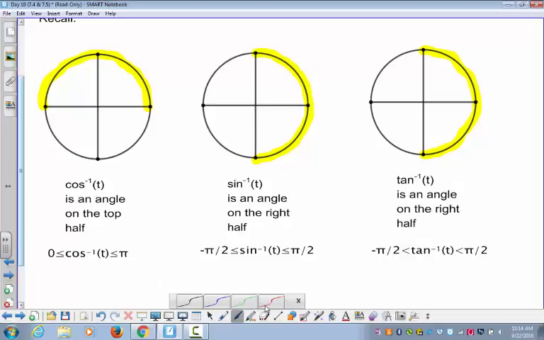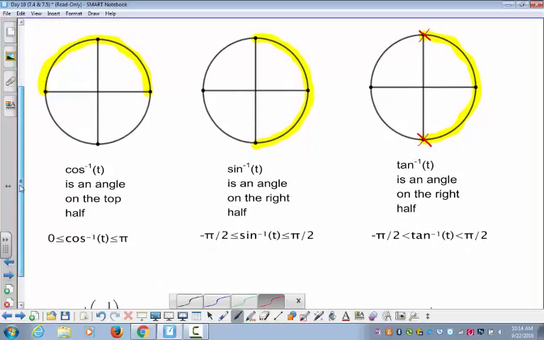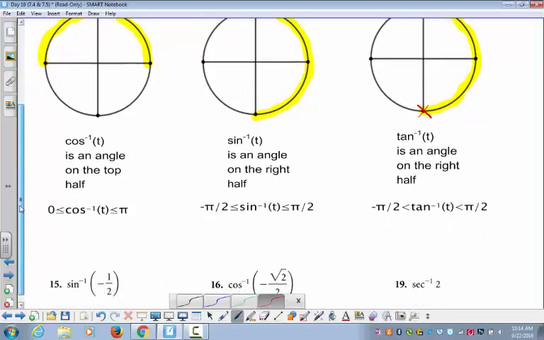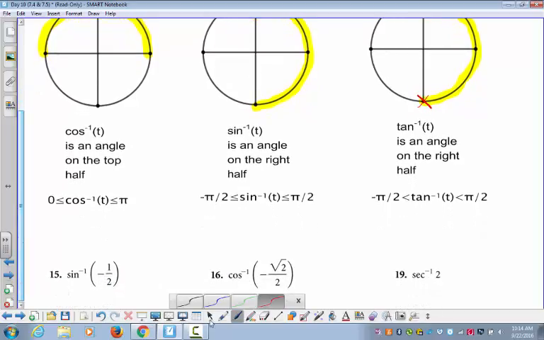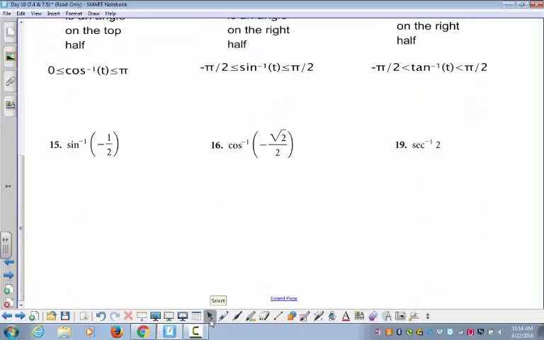Inverse cosine is on the top, inverse sine is on the right, and inverse tangent is on the right. So we have to just get that in our mind. And the one thing we notice that's different, both these are on the right, but inverse tangent is not going to include those 2 endpoints. So those 2 are excluded, which is why we have less than here and less than or equal to there. And that's because tangent of pi over 2 and tangent of minus pi over 2 are undefined. So let's do a couple practices here.